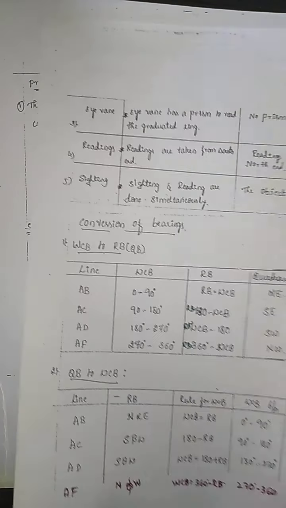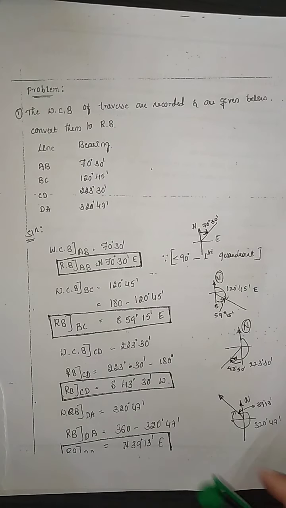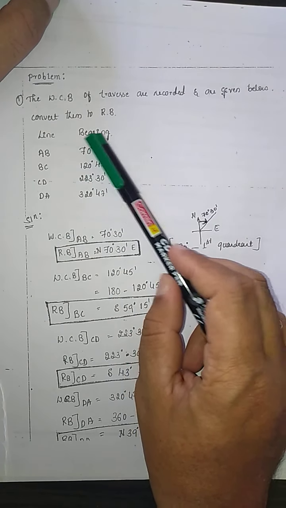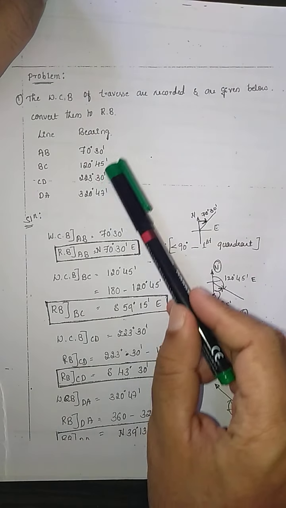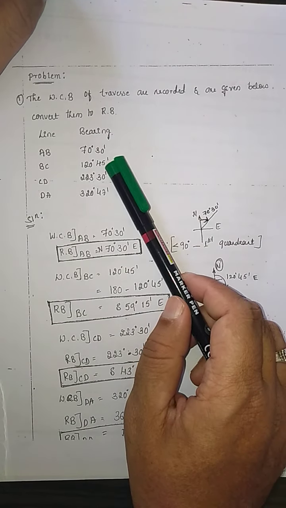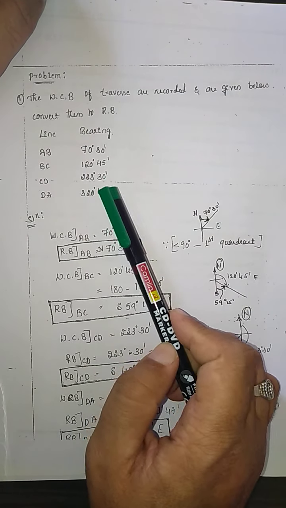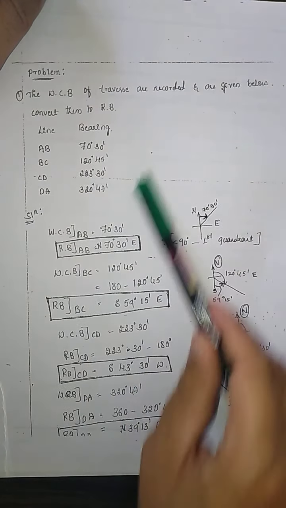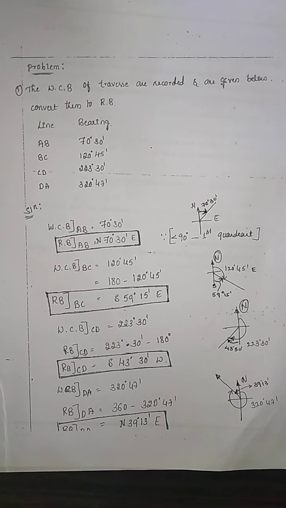Okay, so you will be using these particular formulas. Now the line AB has a bearing of 70 degrees 30 minutes in the whole circle bearing. BC is 120 degrees 45 minutes. Then CD is 223 degrees 30 minutes. DA is 320 degrees 47 minutes. So all are given in the whole circle bearing. Now you need to convert them into the reduced bearing or quadrantal bearing system.